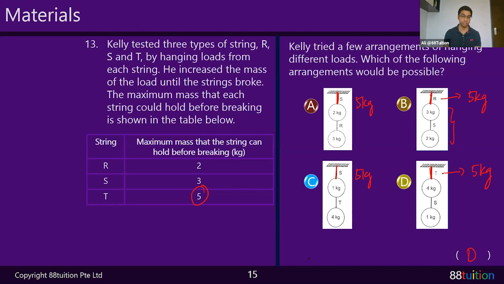Of course, if there's a lot of confusion, we can make it tougher by saying T, you see, at least T is holding 4 kilo. It's possible, right? But the top is not possible. Here, S can hold 1 kilo. Possible. So you can look at the second part later, but the first part is the most important, and that should give you the answer. You can double check it by looking at the second string, whether it can support according to the data given or the table given.